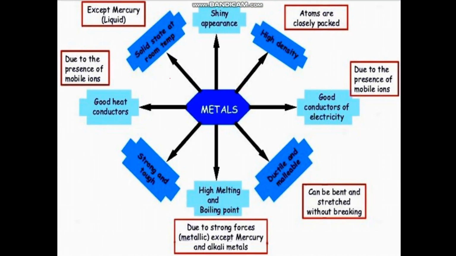So this is the summary of the physical properties of metals: they have shiny appearance, high density, good conductors of electricity and heat, strong and tough, solid at room temperature, high melting and high boiling point, ductile and malleable, except mercury, which is in the liquid state, and the presence of mobile ions helps in the conduction of electricity.